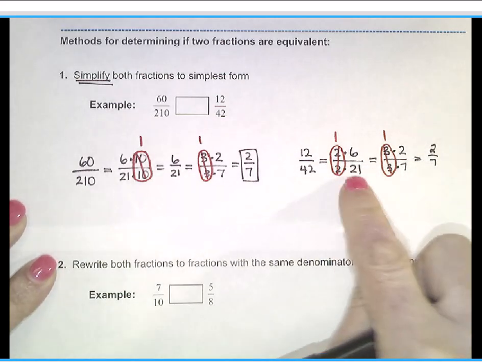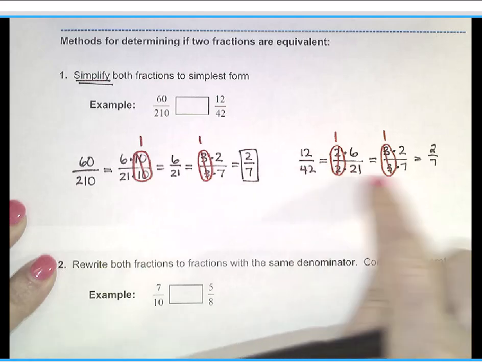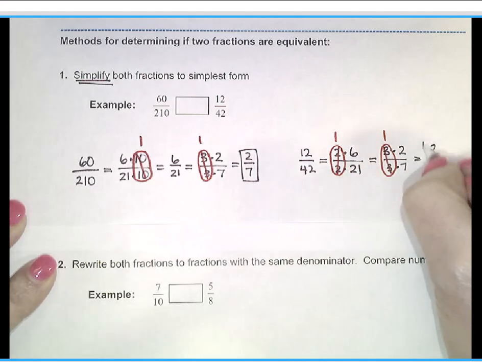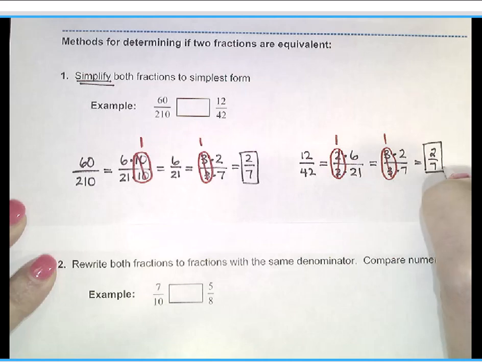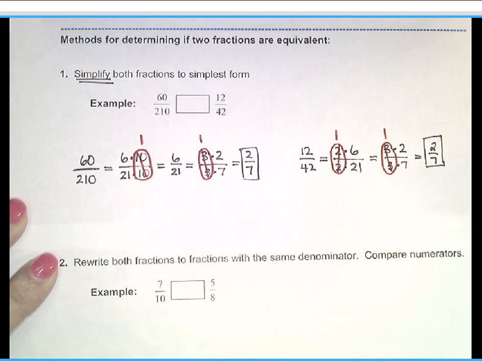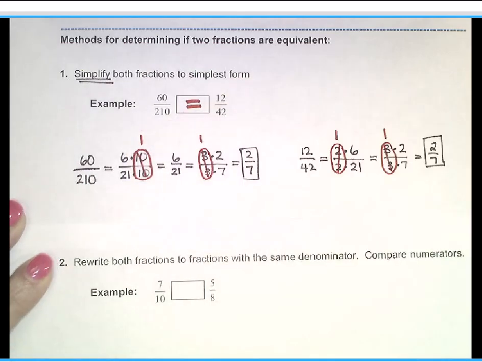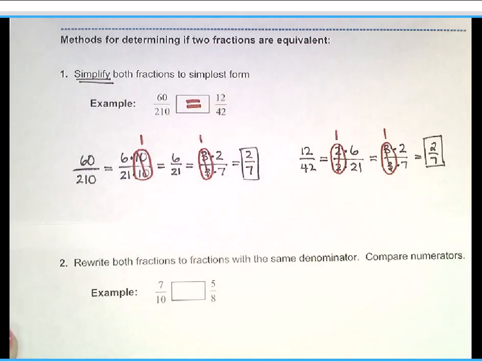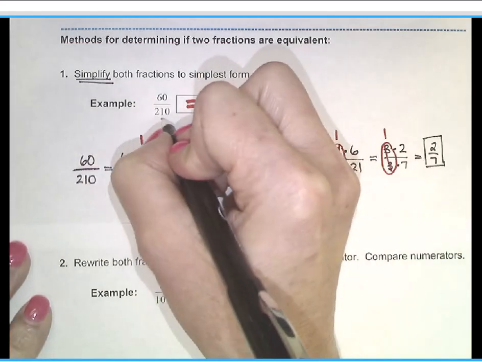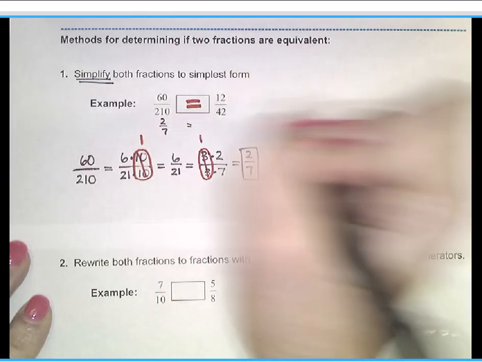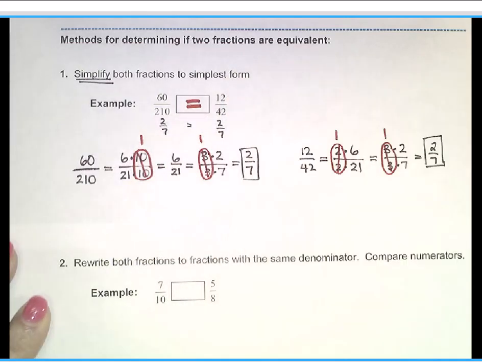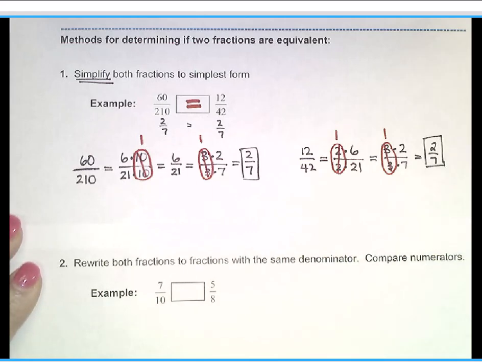Now that's not the only way you could simplify this. You could end up canceling a 3 first. I mean, the order doesn't matter. What matters is the ending. And we get 2/7 for both of them. And so what that tells us is 60 over 210 is equivalent to 12 over 42. And it's because 2/7 is equal to 2/7, right? They simplified to be the same thing. So that's one way you can tell, is just simplify both fractions. And that'll tell you if they're equivalent.